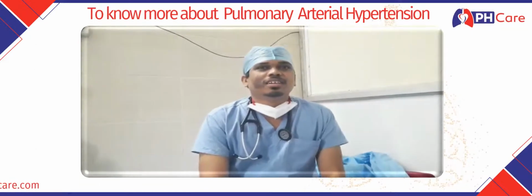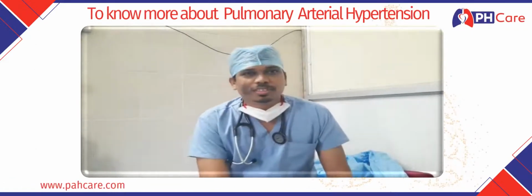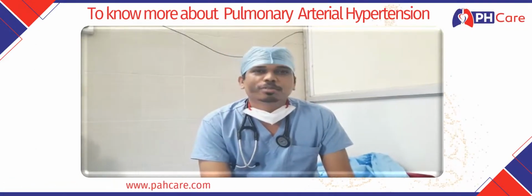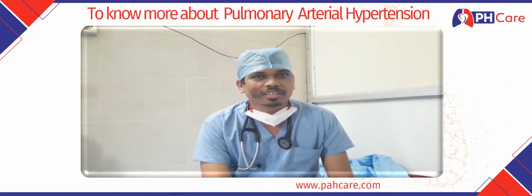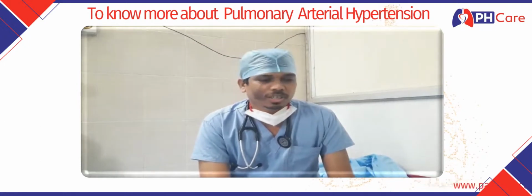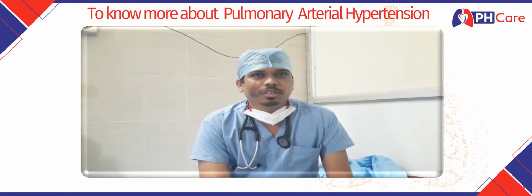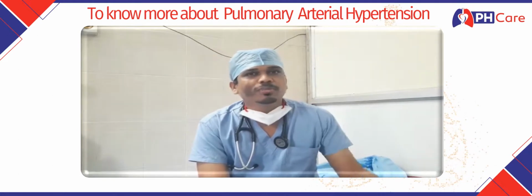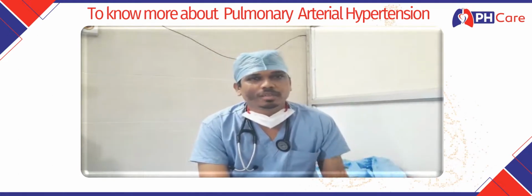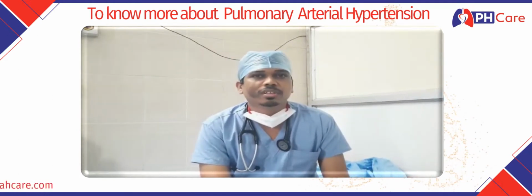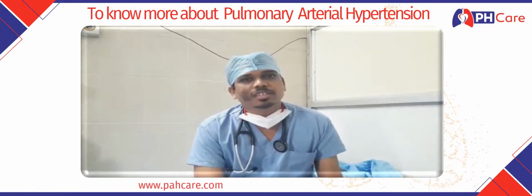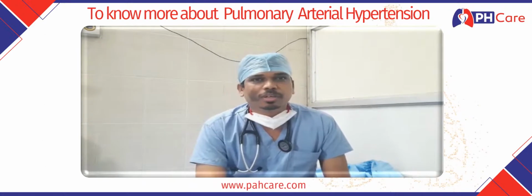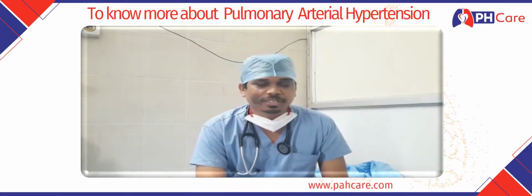Everyone. Now we are discussing pulmonary hypertension. Pulmonary hypertension means there is an increase in pressure in the pulmonary artery and right ventricle. It is basically caused, most of the time, by lung diseases like COPD, chronic obstructive pulmonary disease, or left-sided heart diseases, which ultimately cause pulmonary hypertension.